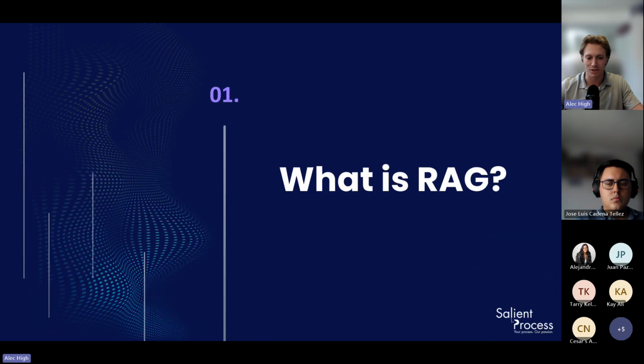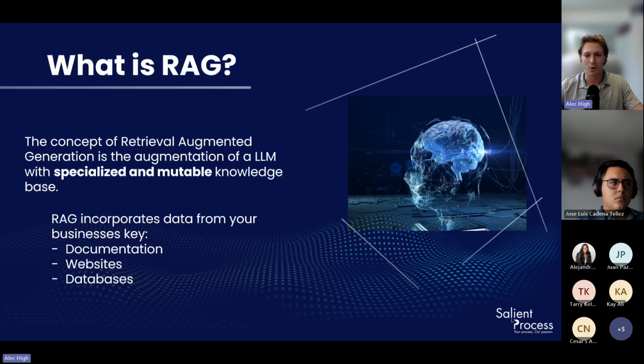So let's get started with just the basic: what is RAG? Essentially, what RAG is going to do is improve an LLM by grounding it in specialized and up-to-date information. This means that it will incorporate data specific to your business, whether that is being stored in a PDF, on a website, or in a database like your CRM or an ERP.